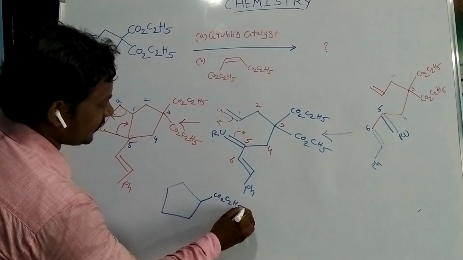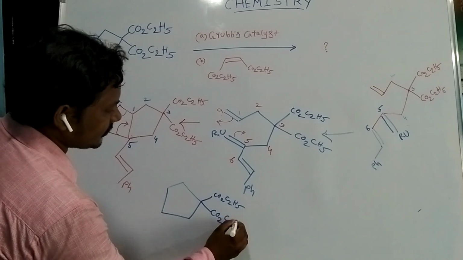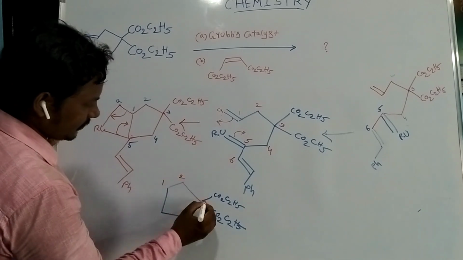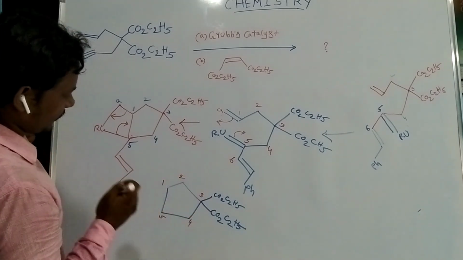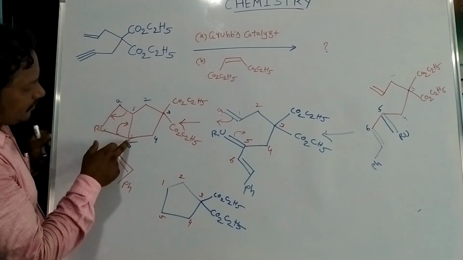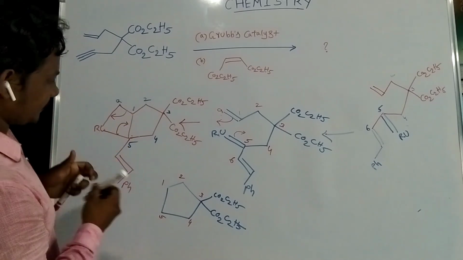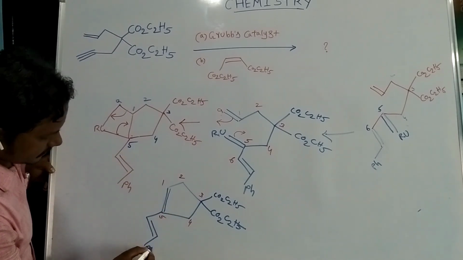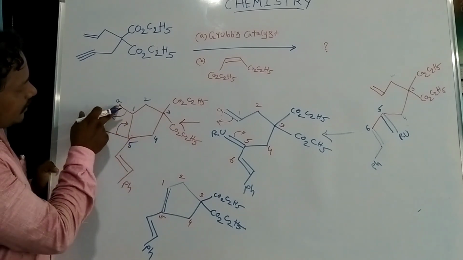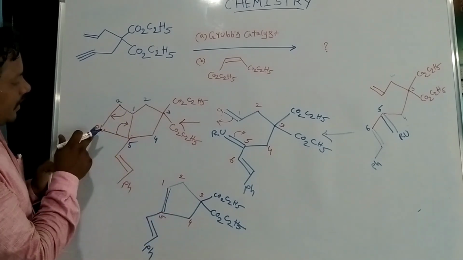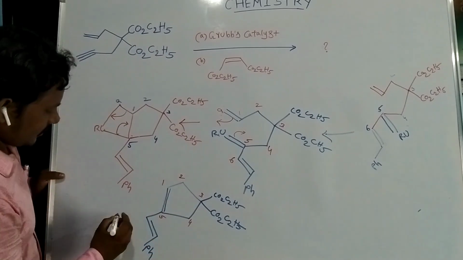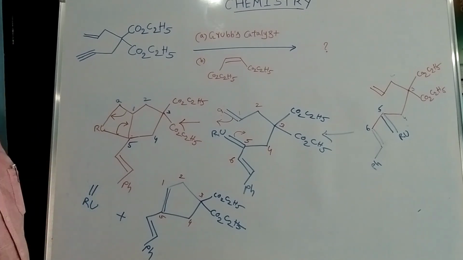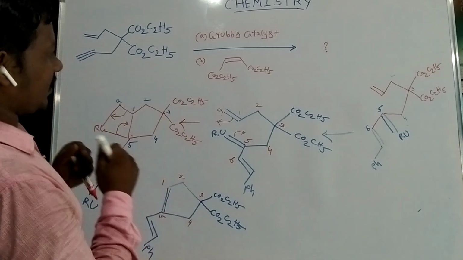CO2C2H5, CO2C2H5. See, look here again, better with numbering 4, 5. Here between 1 and 5 a new bond is formed, and 5 has a double bond, Ph. And see, between A and 1 the bond is breaking, and the ruthenium and 5 bond is broken. Then double bond ruthenium, this is the catalyst. Okay? See, this is step 1.